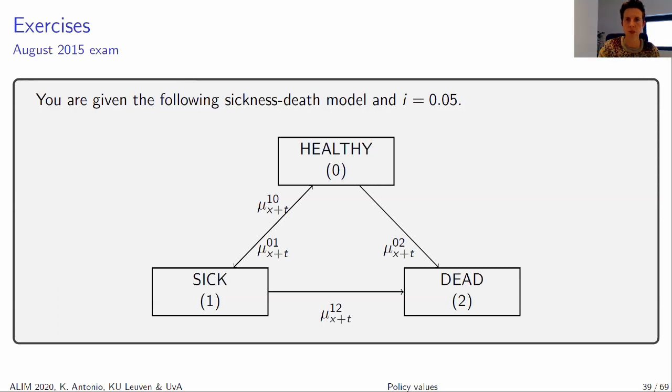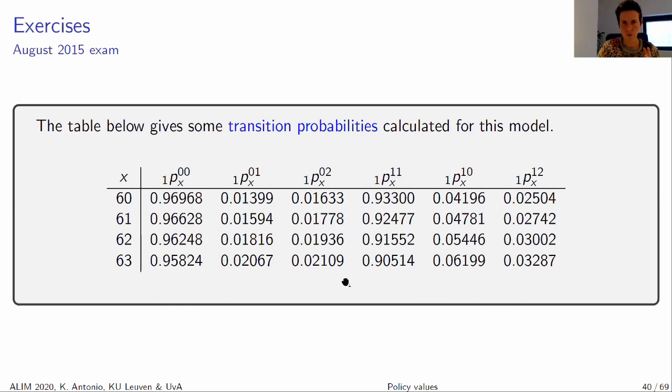We've got the following multi-state model: healthy state, sick state, dead state. The following transitions are possible. We've got an interest rate in discrete time of 5%. We've got a certain notation for the transitions between the different states. So picture that. Then I'm going to launch a first question, where a few transition probabilities are given. This table gives you certain transition probabilities on the one-year horizon, so some numeric values to work with in the question.